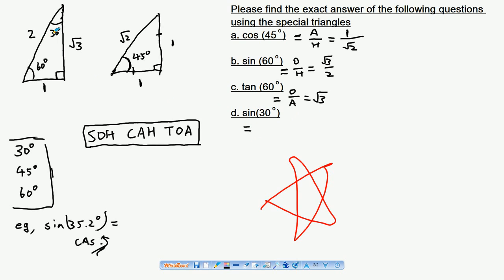Sine 30 degrees: sine is the opposite on hypotenuse. The opposite of the 30-degree angle is 1, the length is 1, it's this side. And your hypotenuse is 2. The hypotenuse doesn't change, so sine 30 degrees is half. Okay, it's very straightforward.